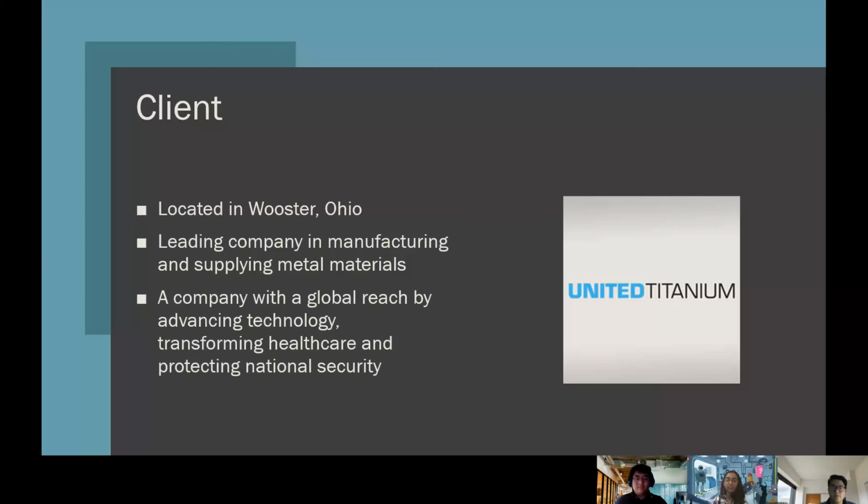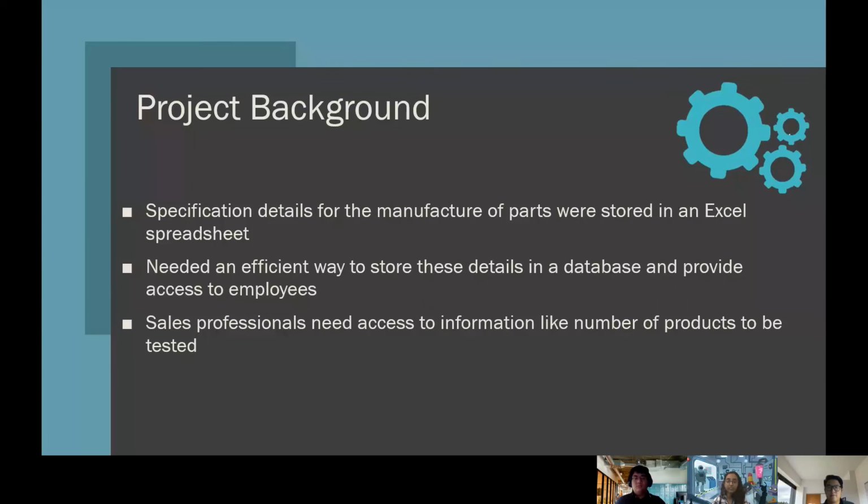Our client is United Titanium, which is a local company located in Wooster, Ohio. They are one of the leading companies in manufacturing and supplying the metal materials, especially for the U.S. Army. The company wants to have a global reach by the next years, advancing their technology, transforming healthcare and protecting national security. Next, we're gonna give a brief review about the project background.